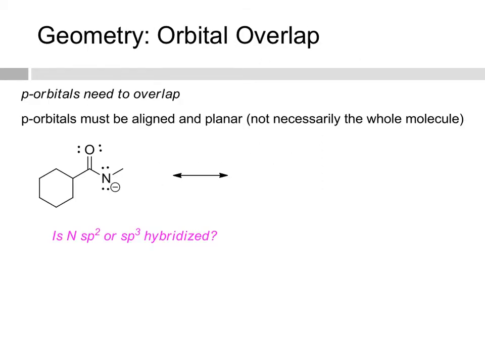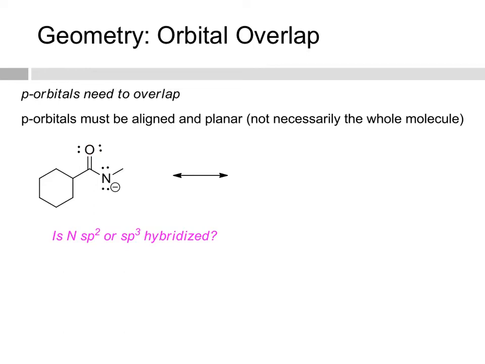Conjugated systems need overlapping p orbitals, and in order for overlap to occur, the p orbitals must be aligned and planar. This doesn't mean the whole molecule has to be planar, just the part with the overlapping p orbitals. If we look at this example, the cyclohexane we know is going to exist as a chair conformation, so it's not planar, but we're not interested in that part of the molecule because it has no p orbitals. We're interested in this carbon-oxygen nitrogen part of the molecule.